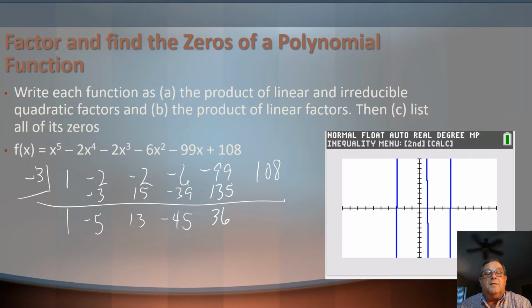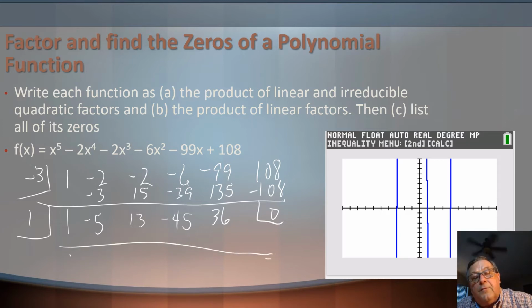Now let's see, what's -3 times 36? I hope it's -108. -3 times 36. Shazam, it is -108. 0 remainder. All right, so we proved -3 is one of our zeros. All right, I'm going to take this depressed polynomial, and I'm going to synthetically divide by the second zero I see there, which is 1.